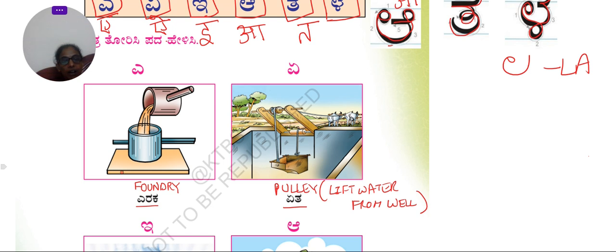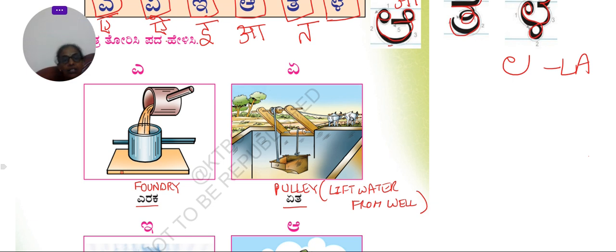So this is Eraka. Eraka is a foundry. Here the metal will be melted into liquid form and poured into molds to get that particular shape. So it is called casting of iron, which is done in a foundry. Eraka is a foundry where you cast metals to the required shape using molds.